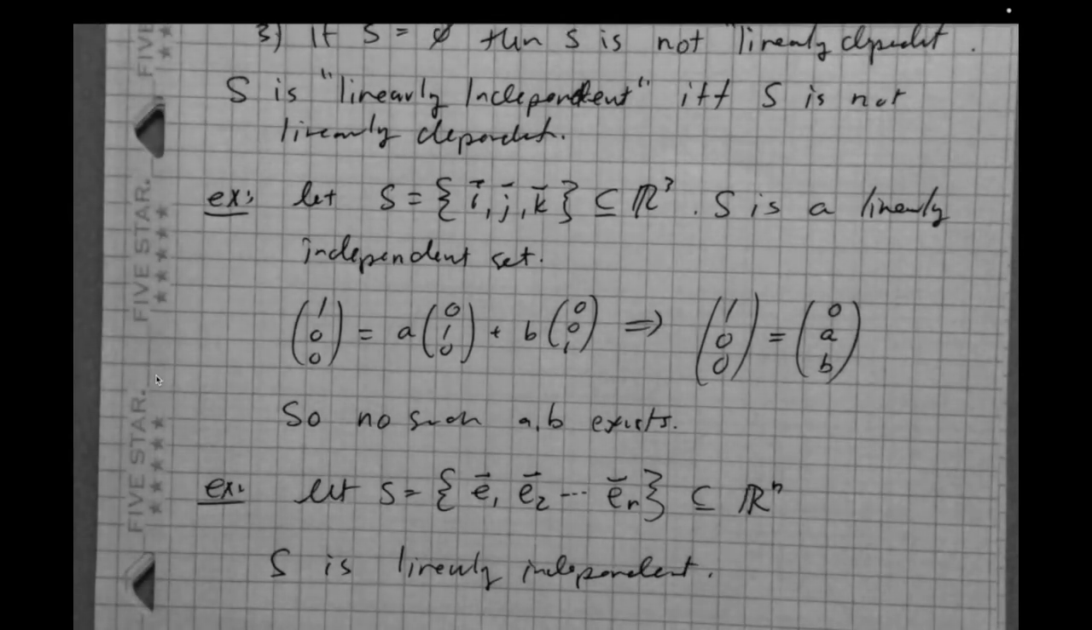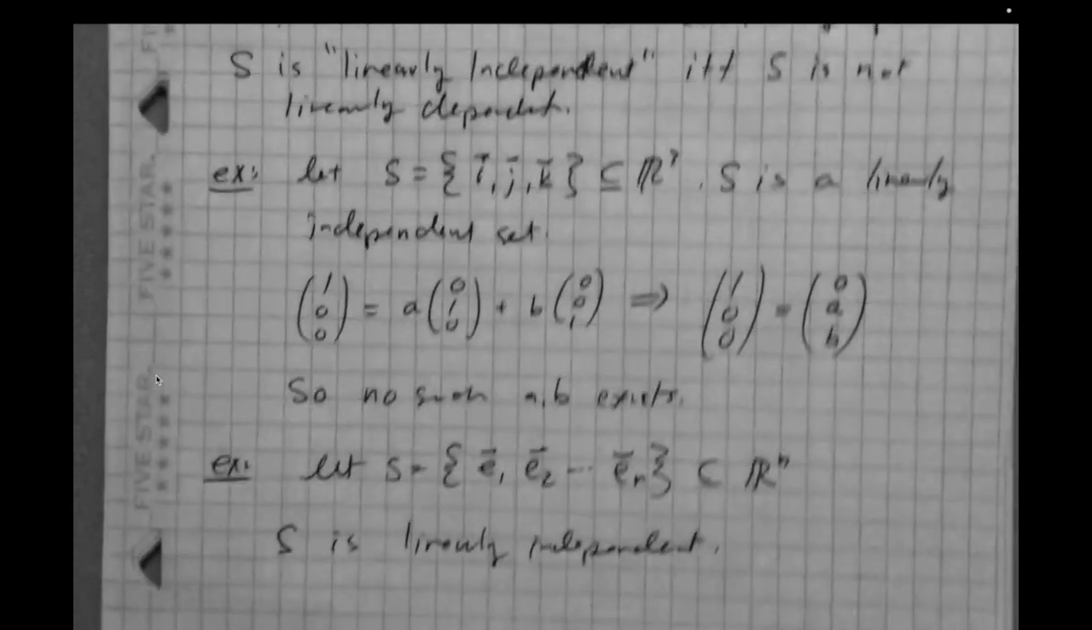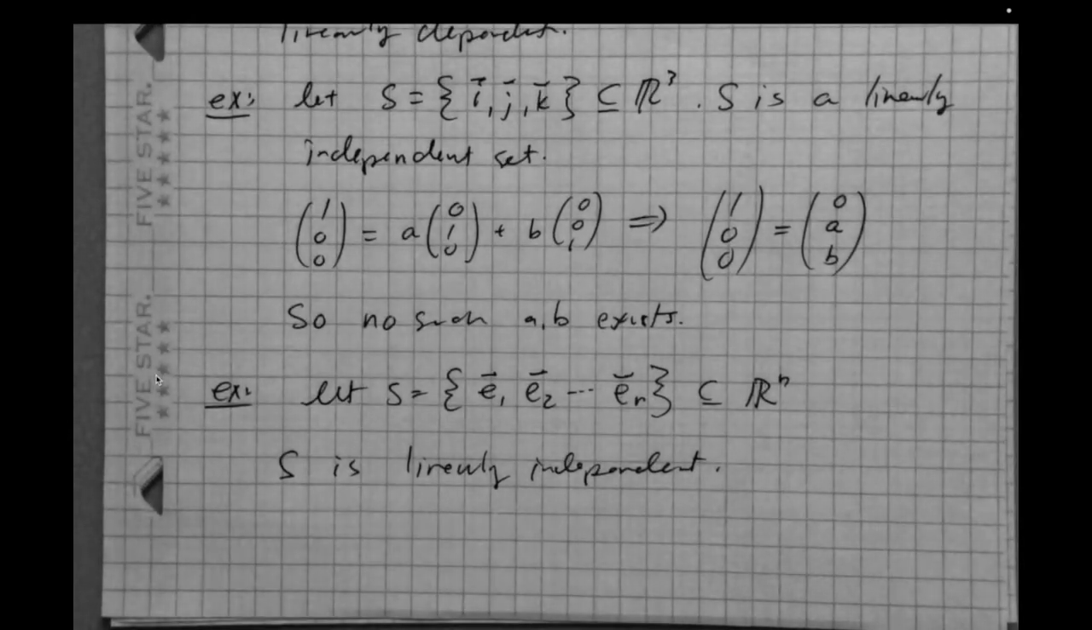Okay, for the same reasons, basically for the same reasons as the previous example. Okay, so these are two crucial examples of linearly independent sets. Let's take another example where we take a look at a linearly dependent set.